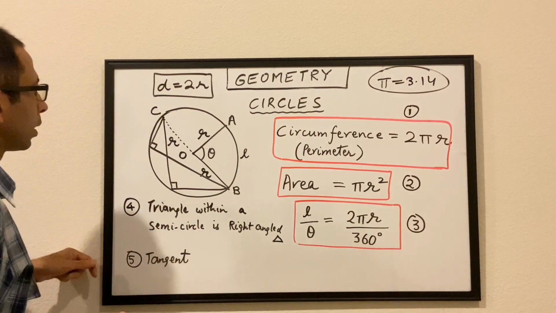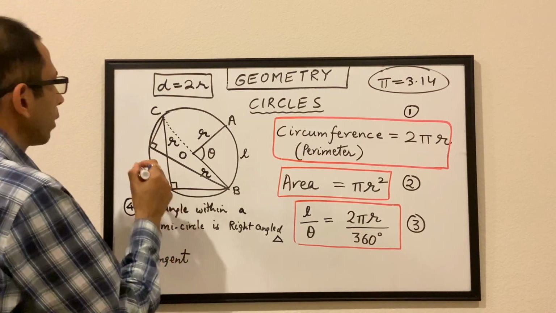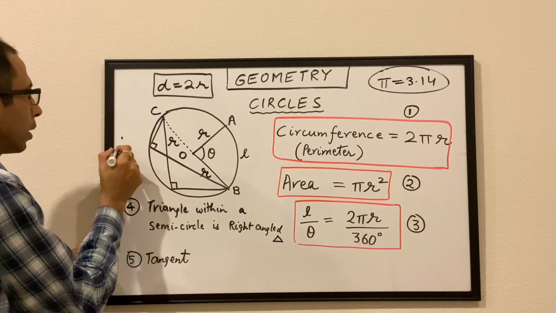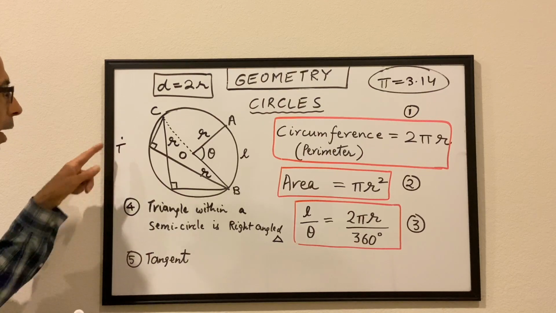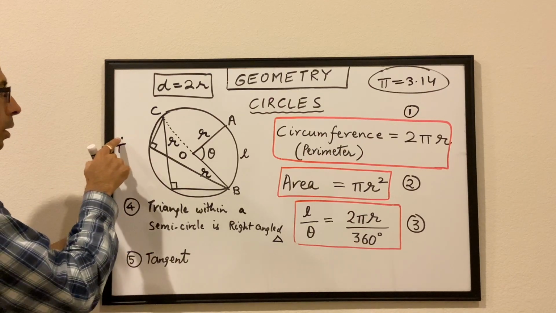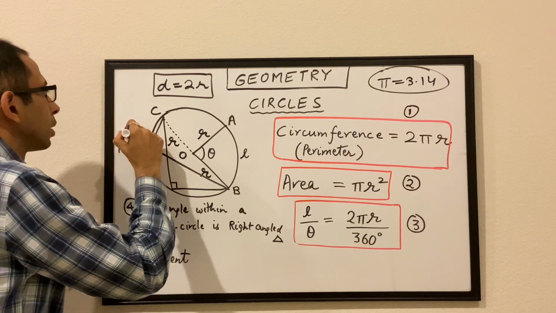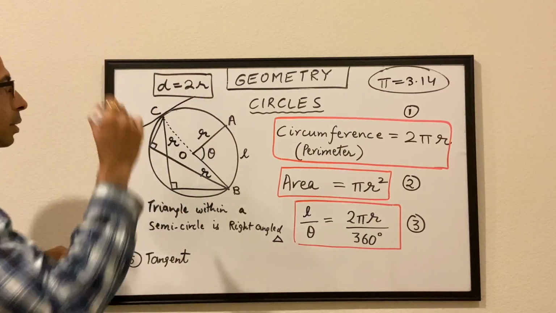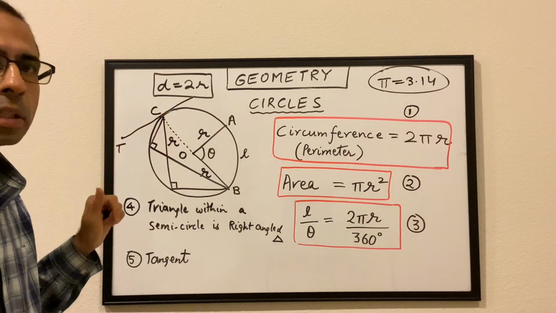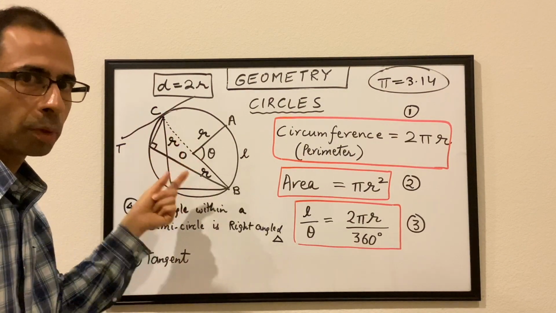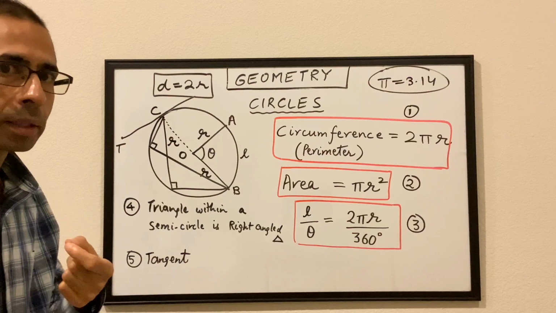For example, let's say I have a point here, and let's say this point is T, and I draw a line which is touching the circle exactly at one point, let's say like this, and suppose it touches at C. So CT is a tangent to this circle because it touches the circle exactly at one point.